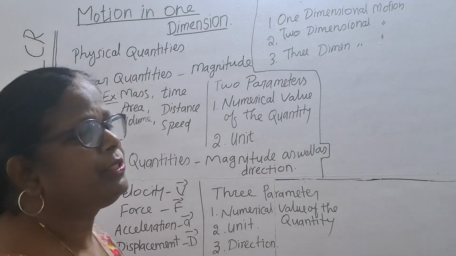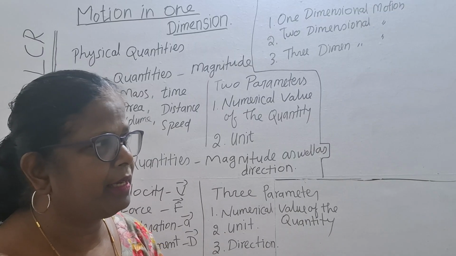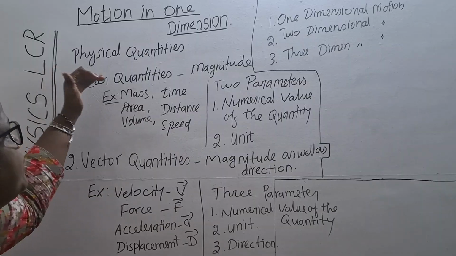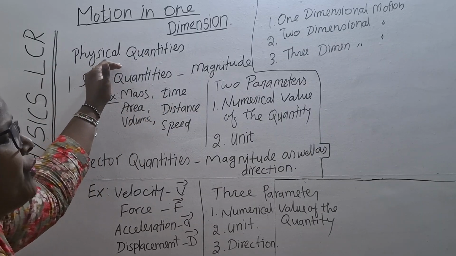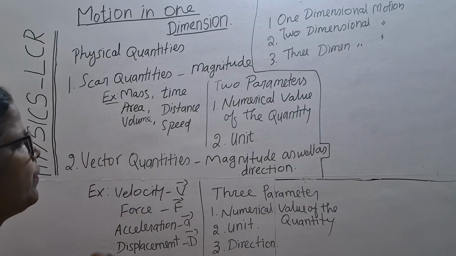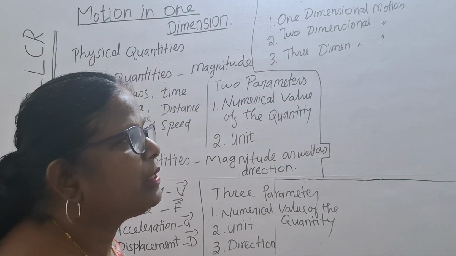Today I am going to teach motion in one dimension. This is class 9 level actually. In this chapter, first we are going to see what is a physical quantity, then the types of physical quantity.